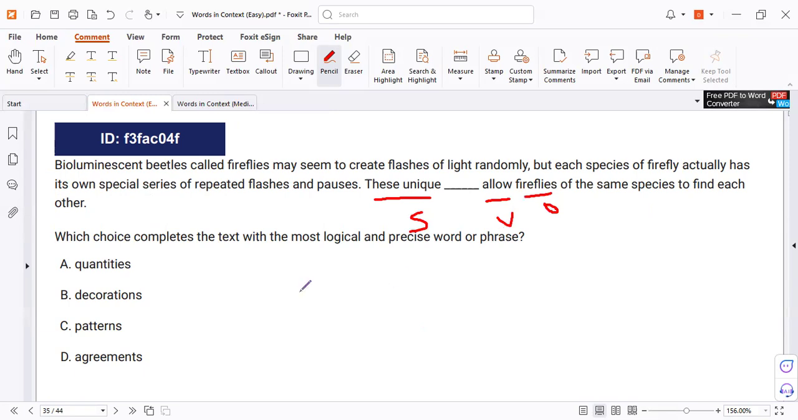So let me help you. He said "these." This, these, that, those. It's an indication to tell you that what we need was mentioned before. So what is mentioned before in this sentence is the answer. Agreement. And we're talking about agreement between two things.